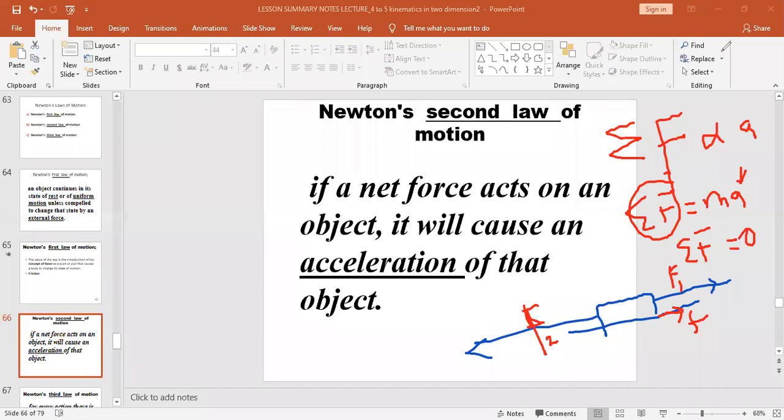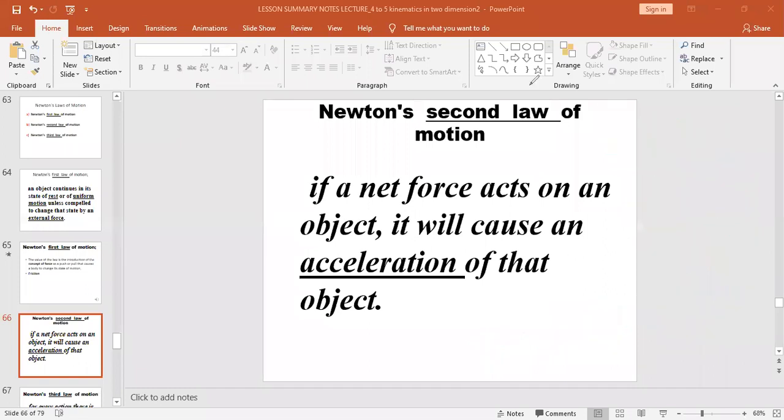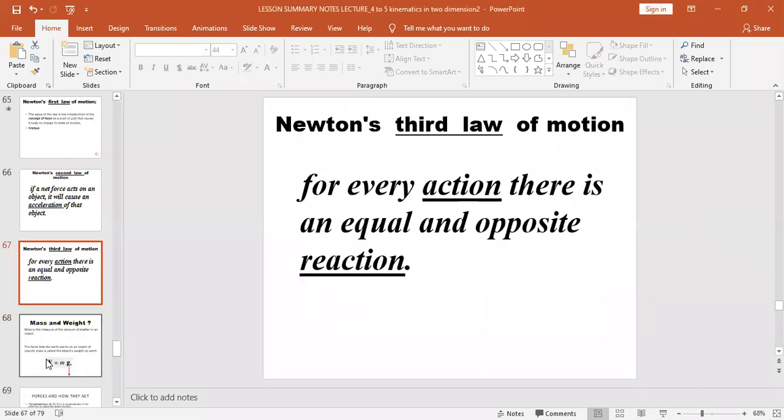Okay, then moving on, we talk about the third law, which is for every action, there is an equal and opposite reaction.